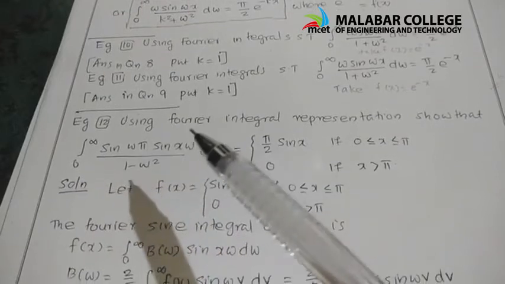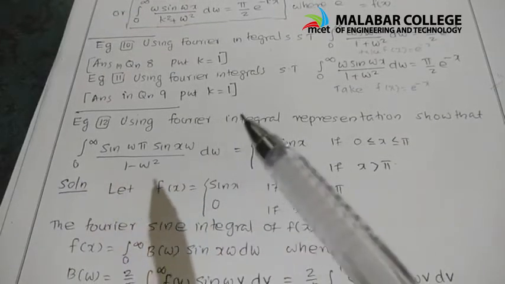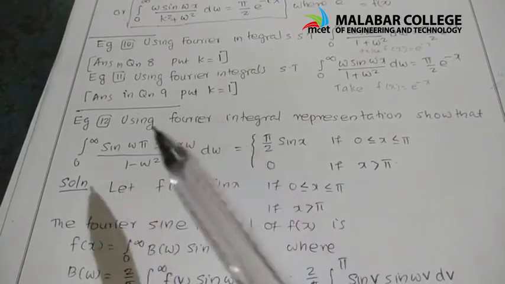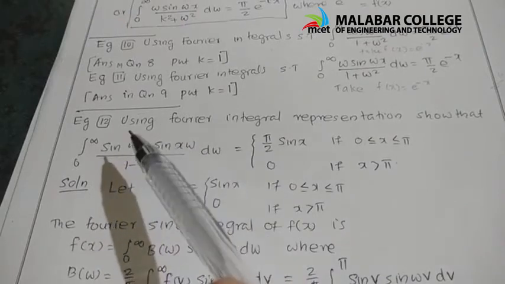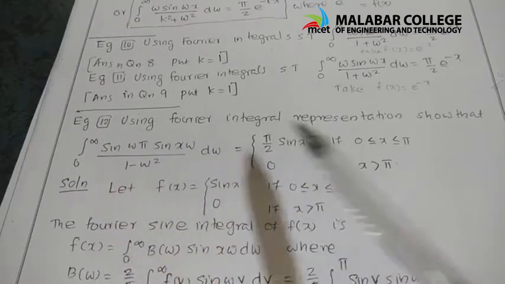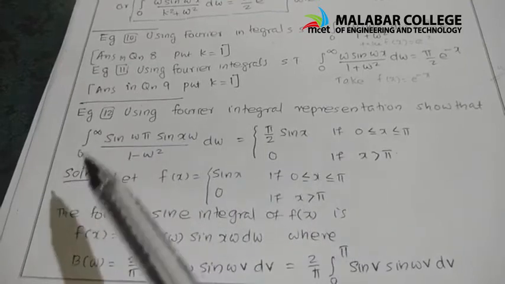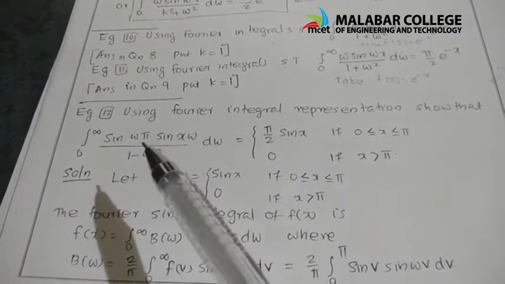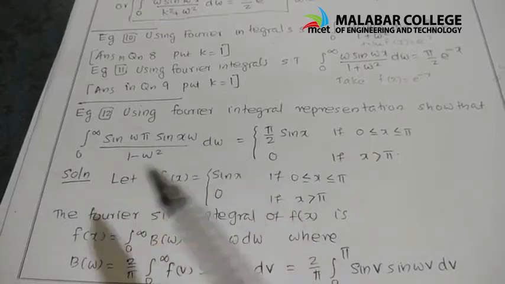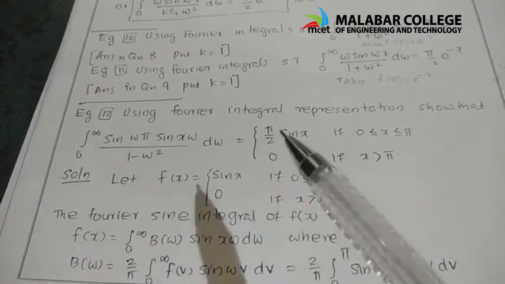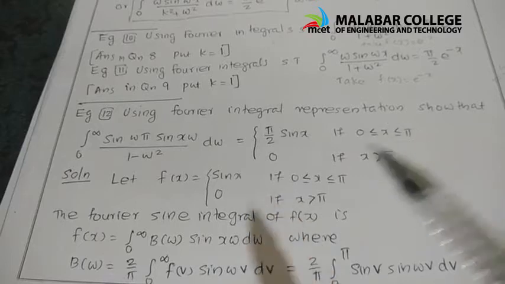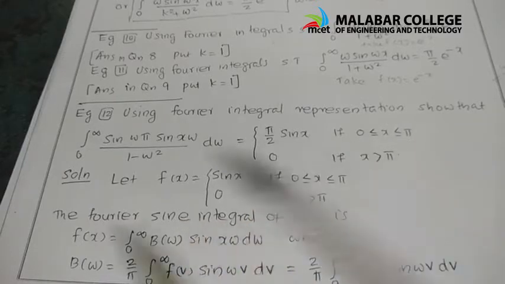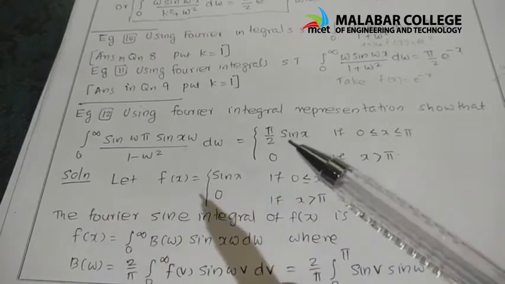Today I am going to discuss again about Fourier integrals and transforms examples. Here we take an example. Using Fourier integral representation, show that integral 0 to infinity sin omega pi sin x omega d omega by 1 minus omega square equals pi by 2 sin x in between 0 and pi, equal to 0 for x greater than pi. So here sin x is given.